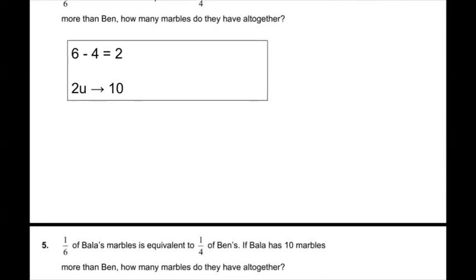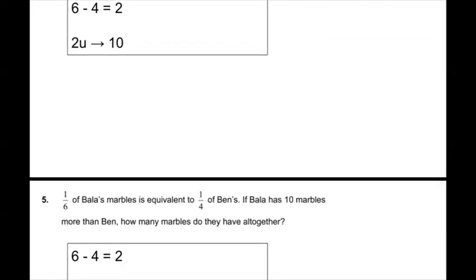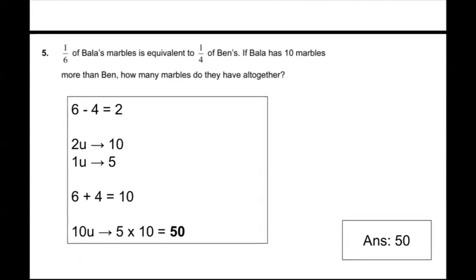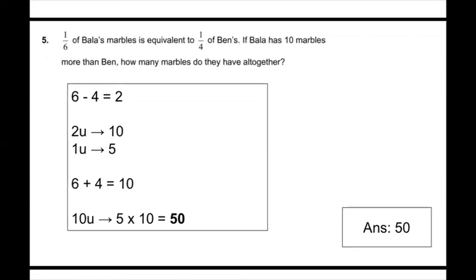And then the question asks you how many marbles do they have all together. So since Bala has 6, Ben has 4, 6 plus 4 equals 10. So you can find 10 units. So 10 units would be 5 times 10, which would give you 50. And that's how you get the answer, 50.